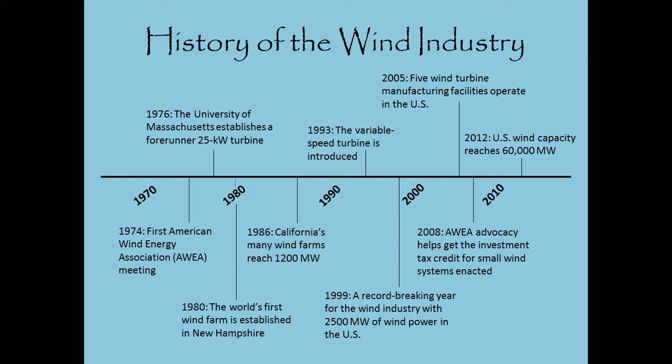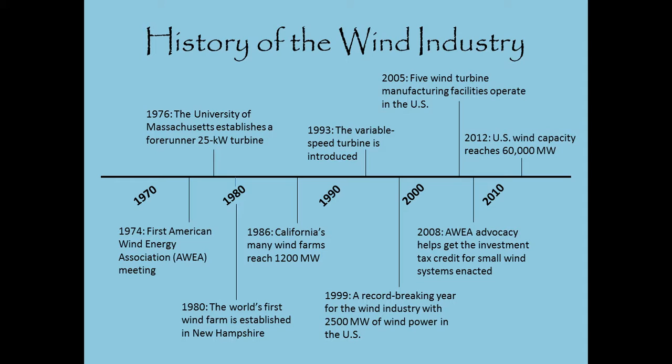The wind industry began to really develop in the 1970s. It started with the first American Wind Energy Association meeting in 1974, followed by the first large-scale wind turbine established by the University of Massachusetts. The first wind farm, which is basically an area of land with many turbines, was created in New Hampshire, and the number of wind farms began to increase throughout the decade.